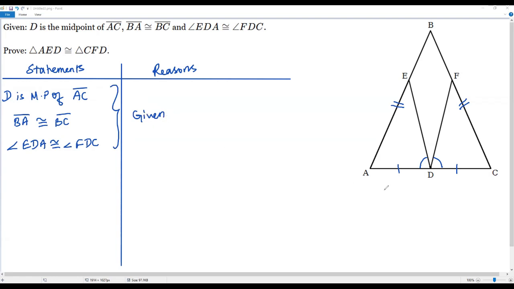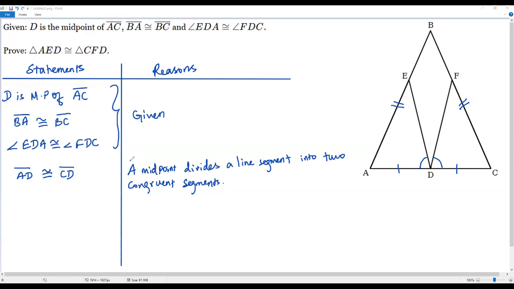Okay, now let me consider the stuff we have over here in this triangle, that is line segment AD is congruent to line segment CD. Let me write it over here. Line segment AD is congruent to line segment CD. So how can we decide that line segment AD is congruent to line segment CD? Because D is the midpoint of the line segment AC, that's given in the question itself, and the midpoint always divides the line segment into two congruent line segments. Let me write this as a reason. So here I have written the reason of why the line segment AD is congruent to line segment CD. Because D is the midpoint, it divides the line segment AC into two congruent segments AD and CD.